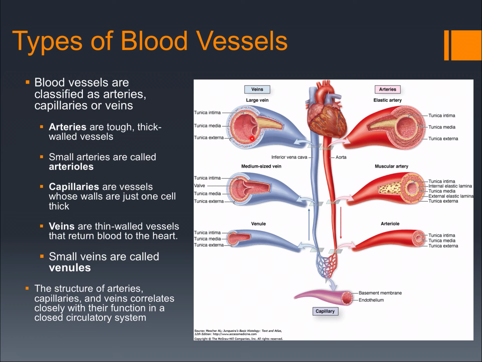Arteries will ultimately branch down into very small arterioles, and then even smaller are capillaries, which are where gas exchange occurs, and capillaries are so small just one red blood cell passes through them at a time. Veins, like I mentioned, are carrying blood back to the heart, and they're very thin-walled, and the smallest veins are called venules. The structure of these vessels correlates with their function, just like everything else that we see in anatomy and physiology.